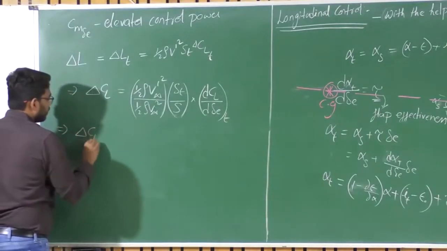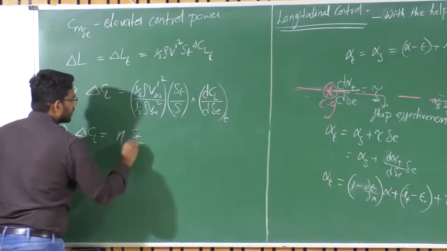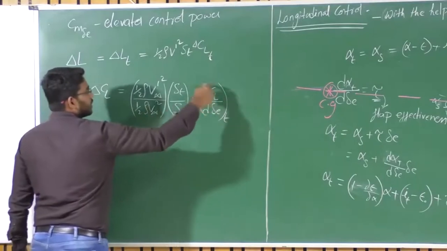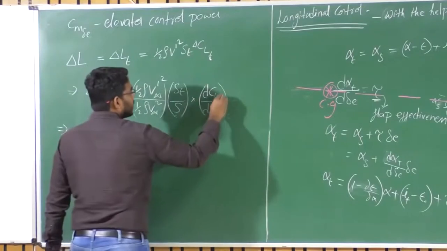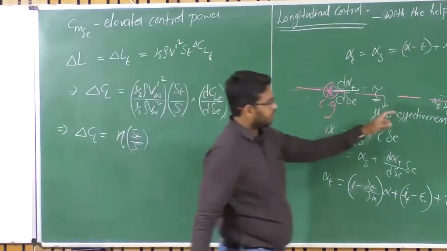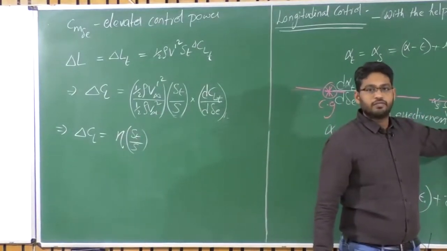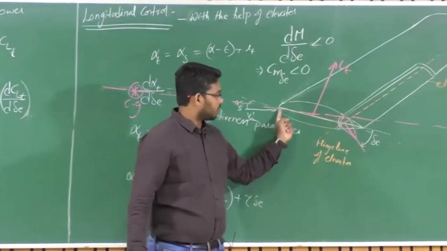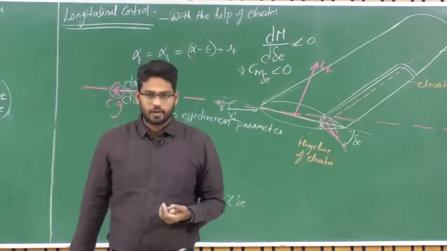So delta CL of the total aircraft equals eta times ST upon S, where eta is the efficiency of the horizontal tail, times the change in the CL at the tail due to delta E deflection, right. So what we observed is that when there is a change in delta E, there is a change in camber, which in turn affects the CL alpha. When there is a change in camber, there is a change in lift curve slope, am I correct or not?